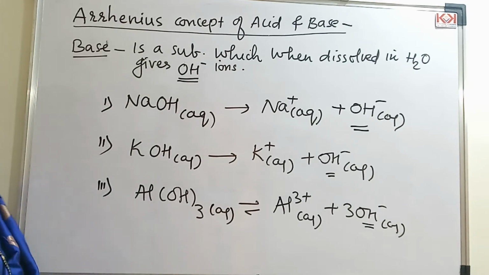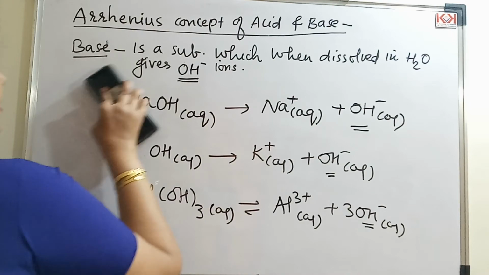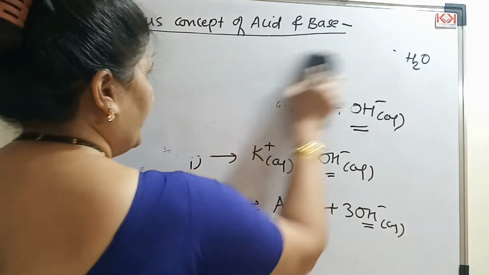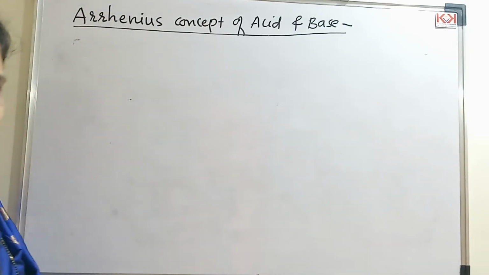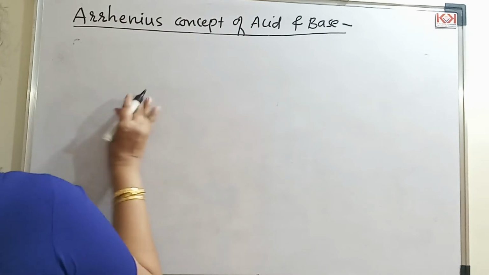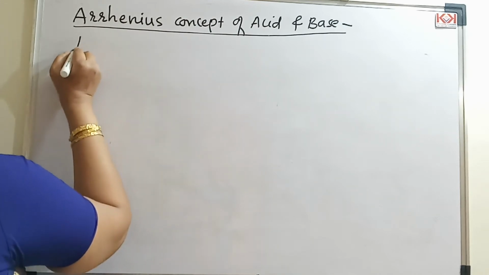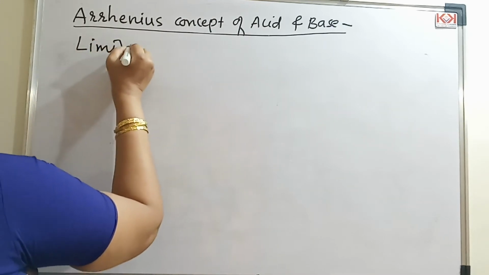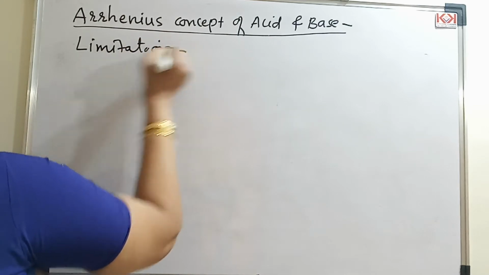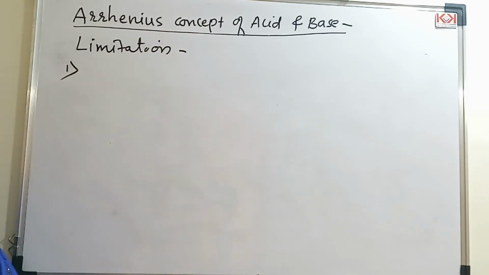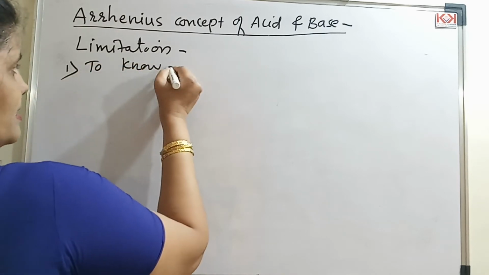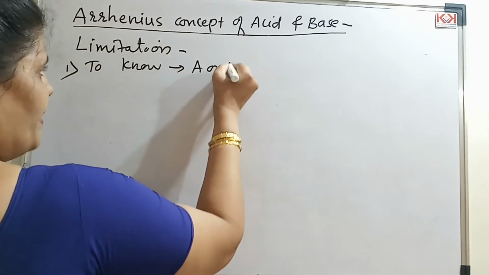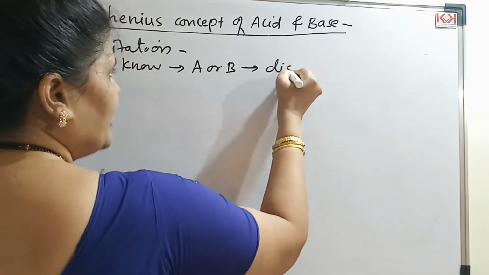So let us see the limitations of the Arrhenius theory. According to Arrhenius, I have to dissolve the substance in water if I want to know its acidic or basic character. So what will be the first limitation, student? The first limitation is that to know whether the substance is an acid or a base, I have to dissolve it in water.